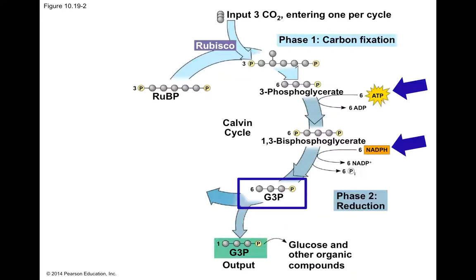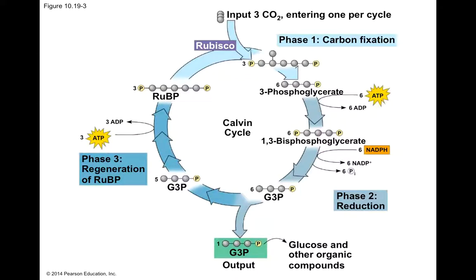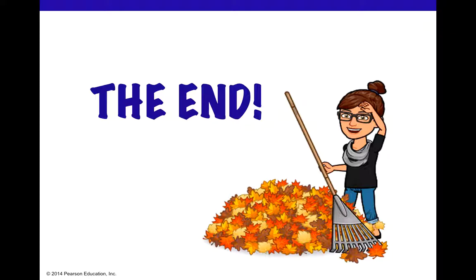One of the G3Ps will leave the cycle to become glucose or another organic molecule, and the rest of the G3P molecules will go through a series of steps to rearrange themselves to regenerate RuBP. This is referred to as the regeneration phase. The Calvin cycle would stop working and therefore making G3P if there's no RuBP. And then the cycle continues again. So if 1 carbon is fixed per turn, a molecule of glucose, which has 6 carbons, would need 6 turns of the cycle. And that wraps up photosynthesis.